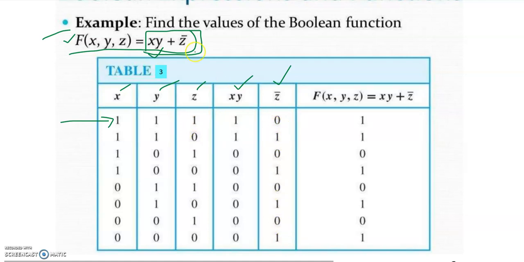Now what you do, xy plus z bar, which means now you have to add these two columns. Okay, so now that is your final answer. So 1 plus 0 is 1, 0 plus 0 is 0, like that you have to fill the final column. So this is called column 6, 1 2 3 4 5, column 6. Column 6 is nothing but all values of the given Boolean function. This is what we require in the question.